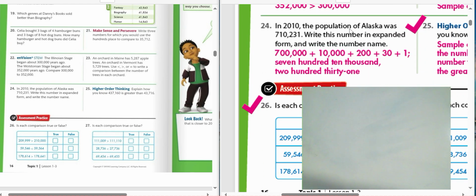In 2010, the population of Alaska was 710,231. Write this number in expanded form and write the number name. For this question, we can write this number here. 7 in the hundred thousands place will be 700,000, and 10,000, and 2 in the hundreds place will be 231. The number name is 710,231.